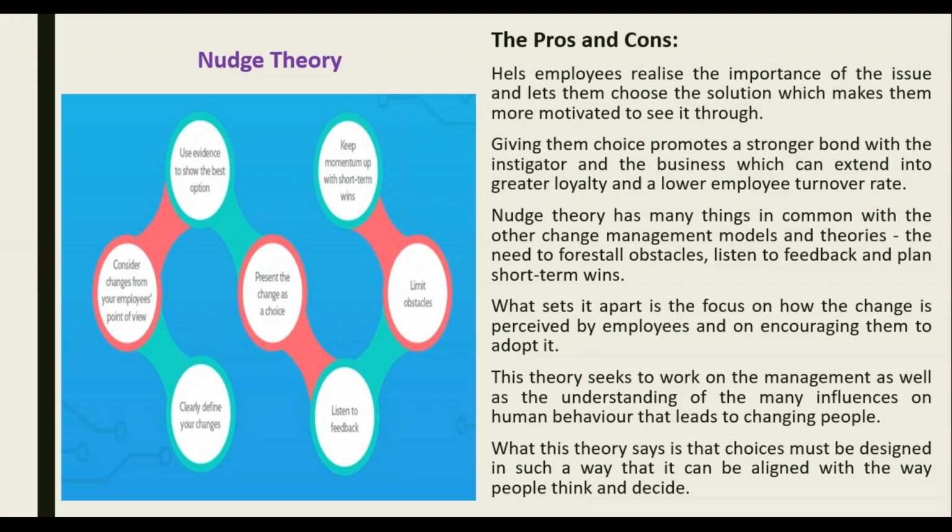And what this theory mainly seeks is to work on the management as well as the understanding of many influences on human behaviour that lead to changing people. And what this theory says is that choices must be designed in such a way that it can be aligned with the way people think and decide. Compared to other theories, nudge theory is more sophisticated in its approach, and it's radically different from other ways of transitioning.